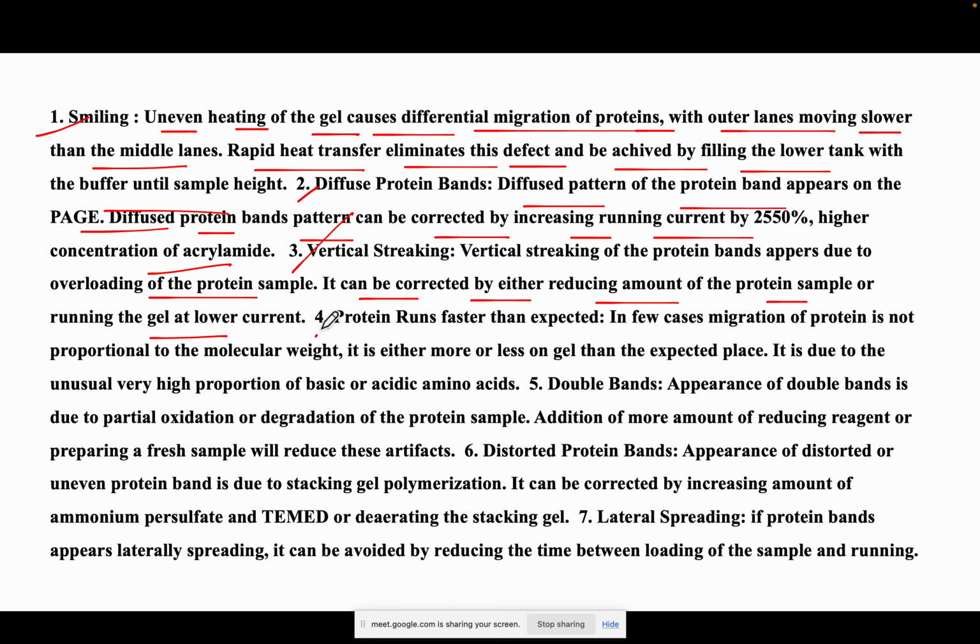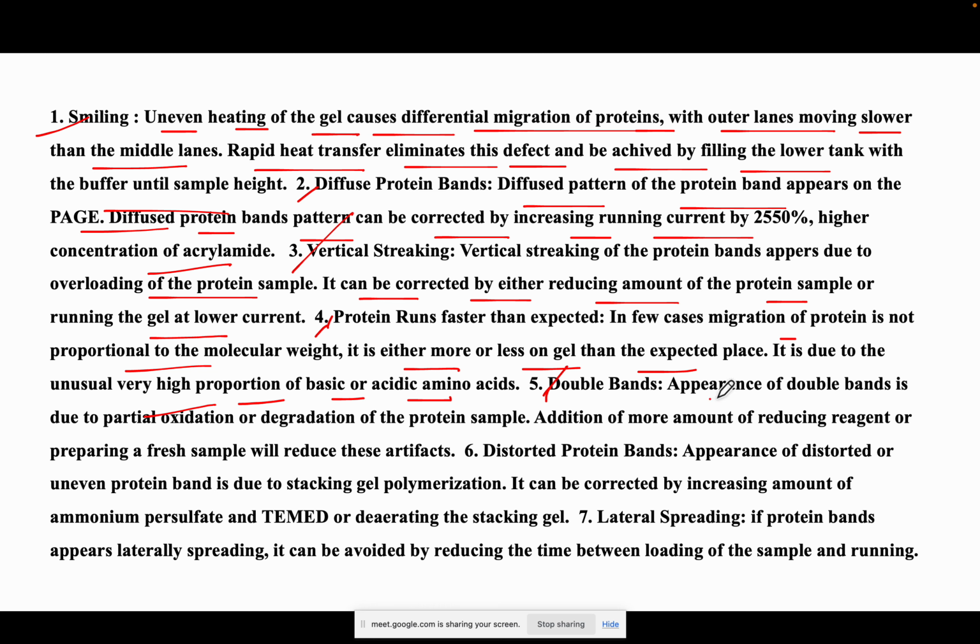Protein runs faster than expected. What happens is that in a few cases migration of protein is not proportional to the molecular weight. It is either more or less on the gel than the expected place. It is due to an unusually high proportion of basic or acidic amino acids. So then it can happen that your proteins are running faster, not running as per your marker. It can happen if your protein has a very high proportion of basic or acidic amino acids.